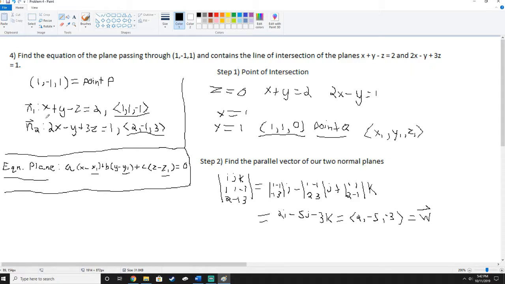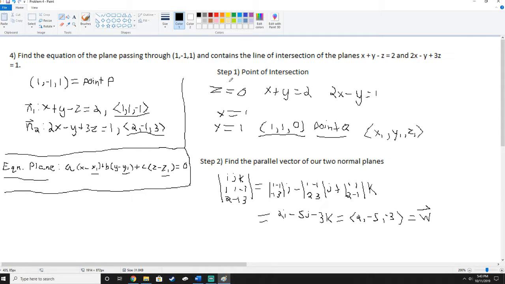So we're going to take x + y - z = 2, and take the vector coordinates of that, which is (1, 1, -1), and that's going to be our normal vector 1. And our second equation, which is 2x - y + 3z = 1, and our vector coordinates should be (2, -1, 3), and that'll be our vector coordinates for our normal vector 2.